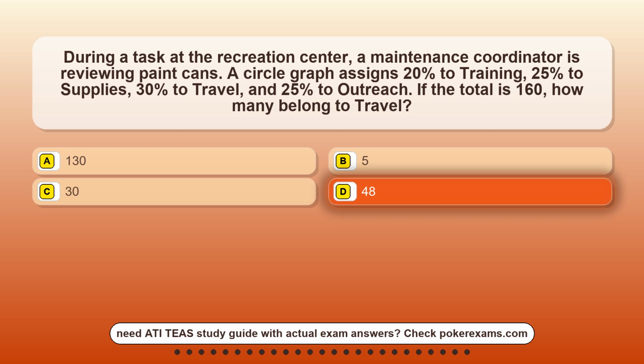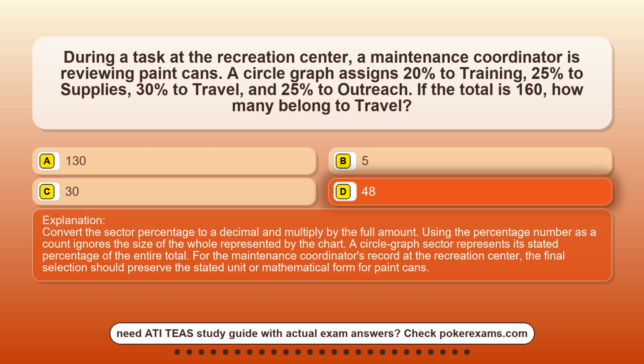The correct answer is option D, 48. Convert the sector percentage to a decimal and multiply by the full amount. Using the percentage number as a count ignores the size of the whole represented by the chart. A circle graph sector represents its stated percentage of the entire total. For the maintenance coordinator's record at the recreation center, the final selection should preserve the stated unit or mathematical form for paint cans.